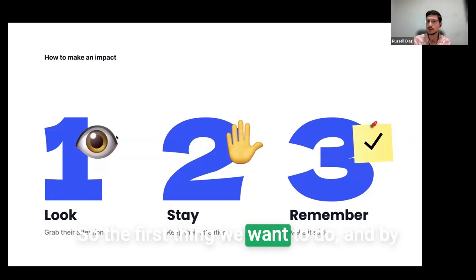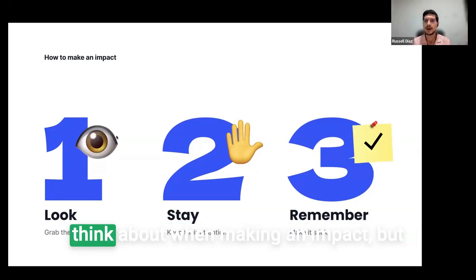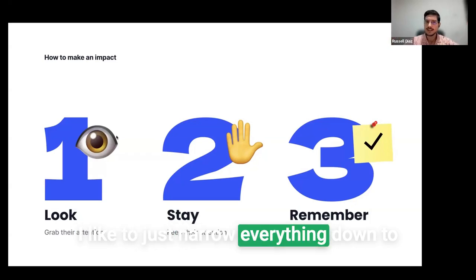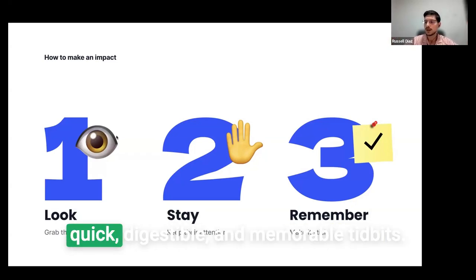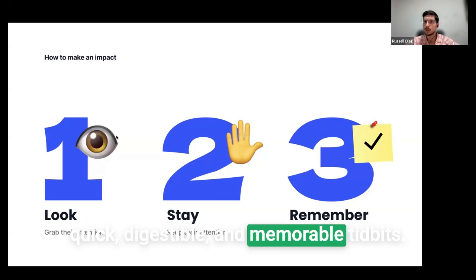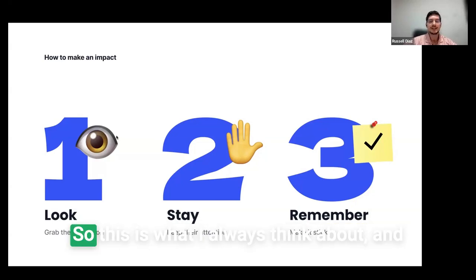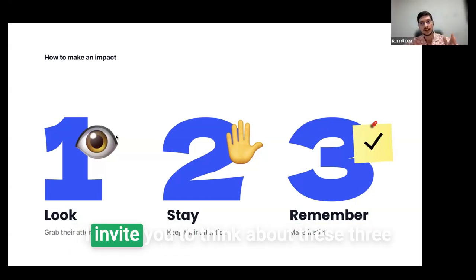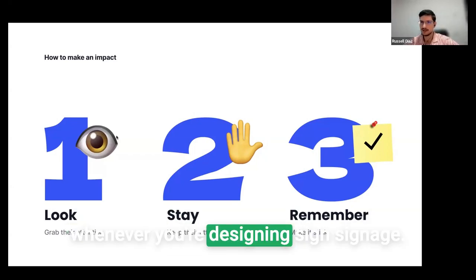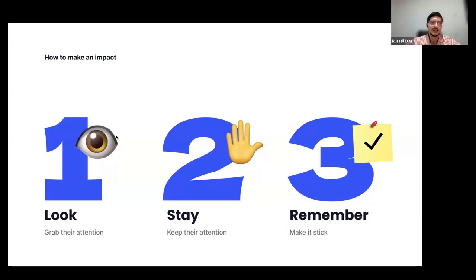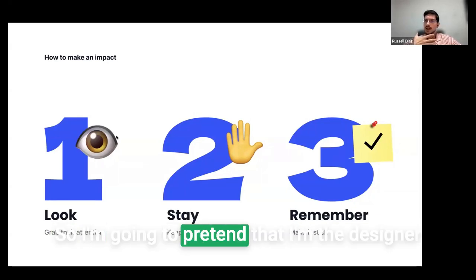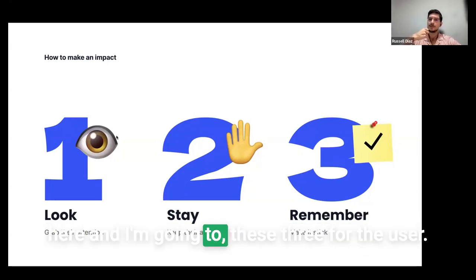So the first thing we want to do, and by the way, there are many steps that you could think about when making an impact, but I like to just narrow everything down to quick, digestible, and memorable tidbits. So this is what I always think about, and I invite you to think about these three whenever you're designing signage. So I'm going to pretend that I'm the designer here, and I'm going to address these three for the user.